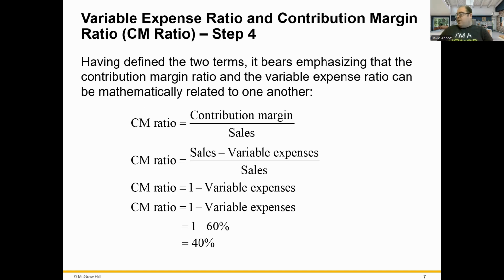Now, the contribution margin ratio and the variable expense ratio can be mathematically related to one another. The CM ratio equals 1 minus the variable expense ratio. And we can see here how we can break that down.